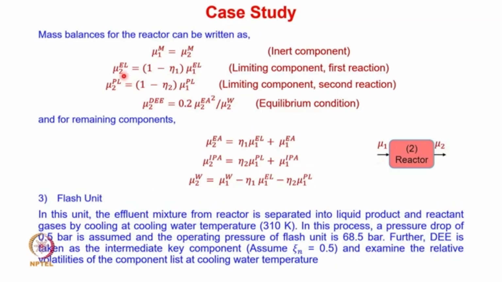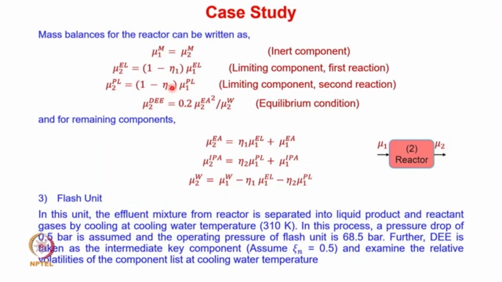Whatever methane is charged to the reactor, the same will come out of the reactor. Whereas for ethylene, some amount will get converted to products, and therefore the unreacted ethylene coming out of the reactor will be given by 1 minus eta 1, where eta 1 is the conversion of ethylene. This will be the amount of ethylene coming out of the reactor as unreacted component. Similarly, the propylene coming out of the reactor will be 1 minus eta 2 times mu 1 PL, where mu 1 PL is the amount of propylene charged to the reactor, whereas eta 2 is the conversion of propylene to isopropyl alcohol.